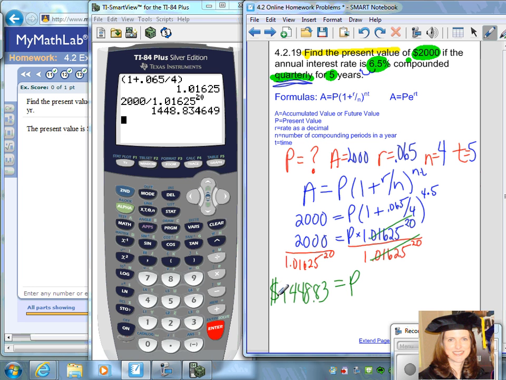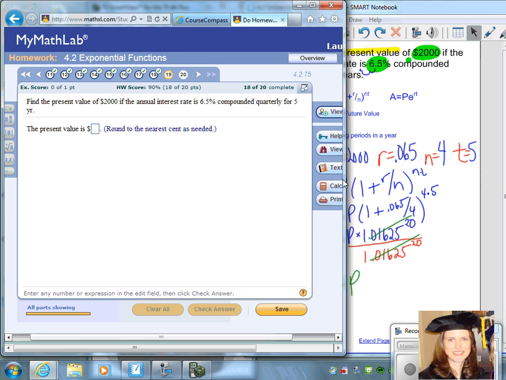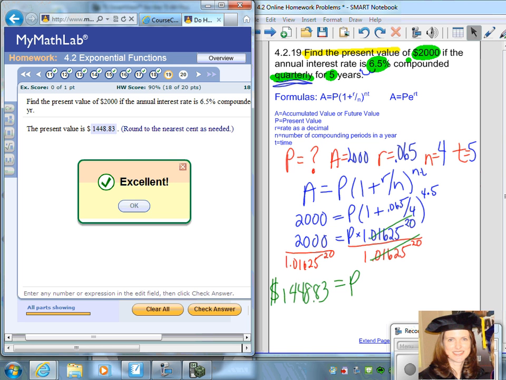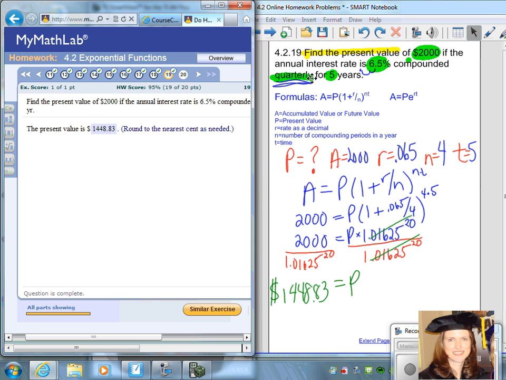So in our present value, that's how much you would begin with. Begin with $1,448.83. Invest that at 6.5% compounded quarterly for 5 years. That $1,448 is going to grow to $2,000. So you'll be earning interest on that. The present value, just check my answer. Okay, so this is a problem where we need to find the present value when we're given the accumulated value.